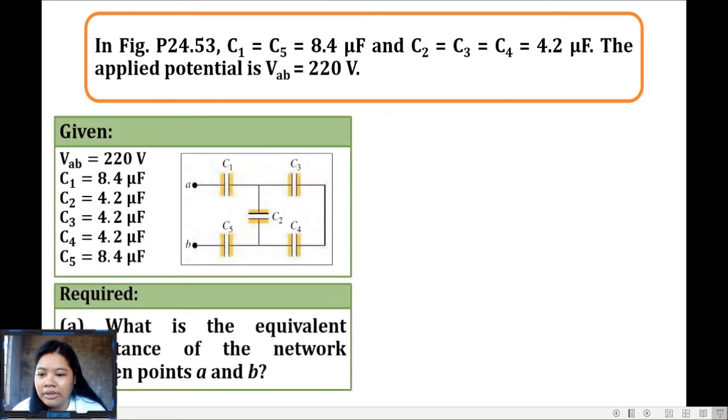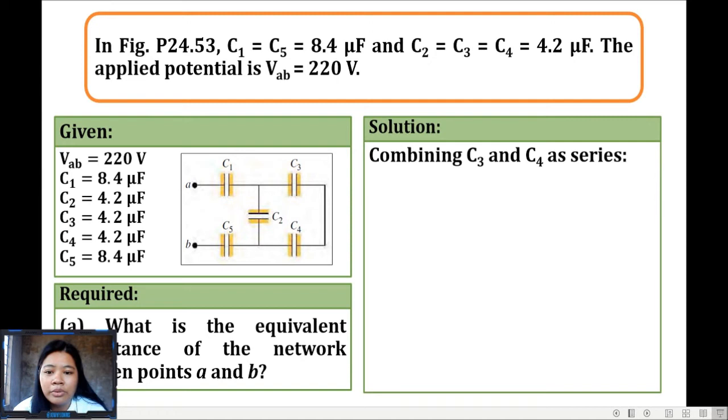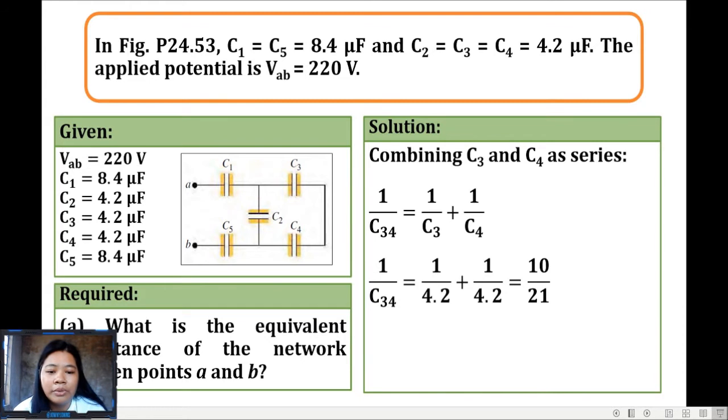Alright, so let's start with letter A. What is the equivalent capacitance of the network between points A and B? So we first have to combine C sub 3 and C sub 4 as series. So we get the reciprocals of C sub 3 and C sub 4. So 1 divided by 4.2 plus 1 divided by 4.2. This gives us 10 divided by 21. And then get the reciprocal to get C sub 3, 4, which gives us 2.1 microfarad.